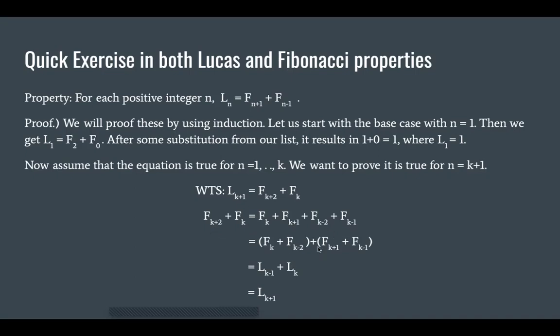We can do a little manipulation of the problem to set it up in this way, where f_{k} + f_{k-2} = l_{k-1}, and f_{k+1} + f_{k-1} = l_{k}. And then, just like the Fibonacci sequence, these two terms added up give the next term in the sequence, which is l_{k+1}, what we wanted to show. So therefore, l_n = f_{n+1} + f_{n-1} is true for all n in the natural numbers.